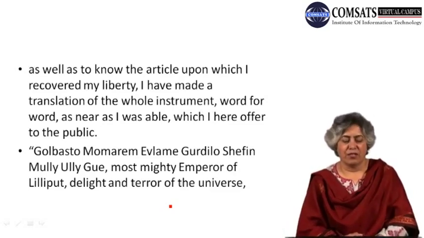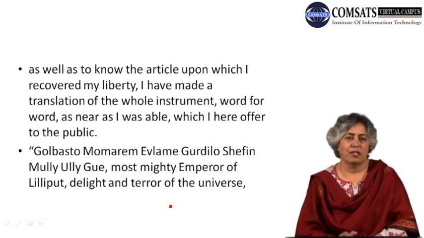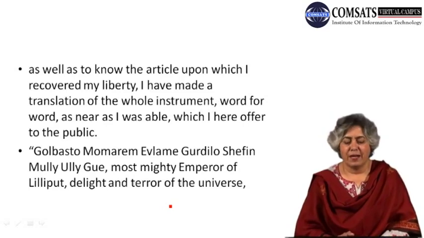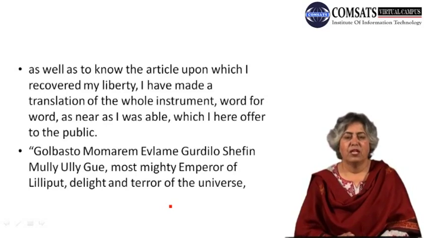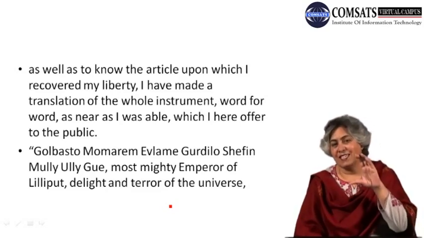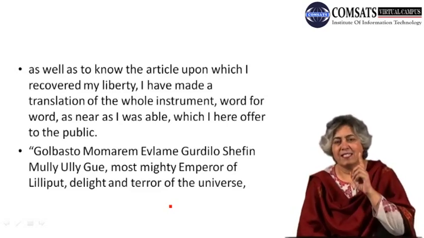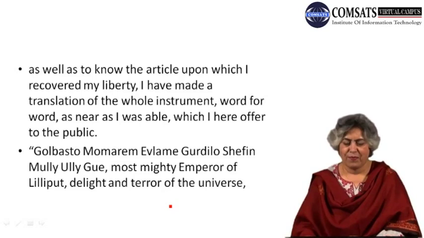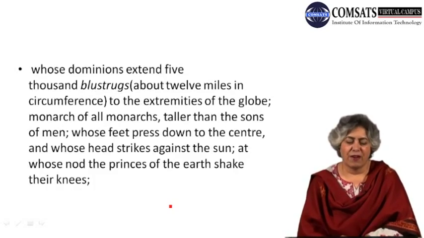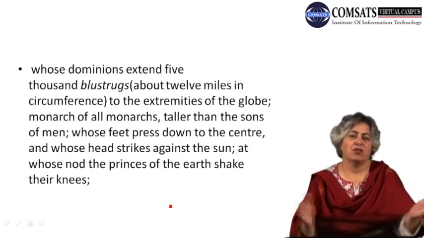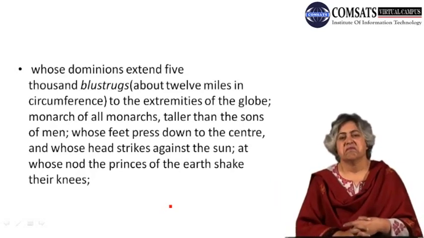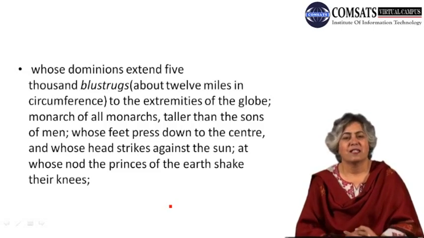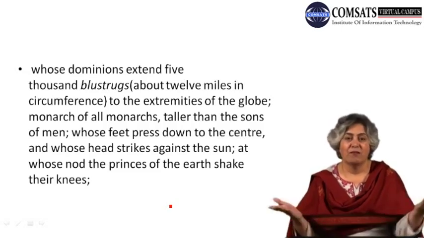And then he gives the name of the emperor first, and listen to the name. Golbasto Momarem Evlami Gurdilo Shefin Muliali Gu, most mighty emperor of Lilliput. And this emperor is not even 6 inches high. Delight and terror of the universe, whose dominions extend 5,000 blustrugs. It's about 12 miles. So maybe one of the small emirates in the Gulf. 12 miles, that's it.